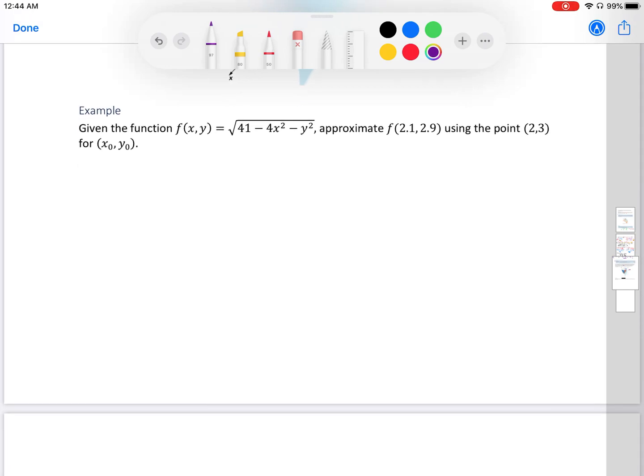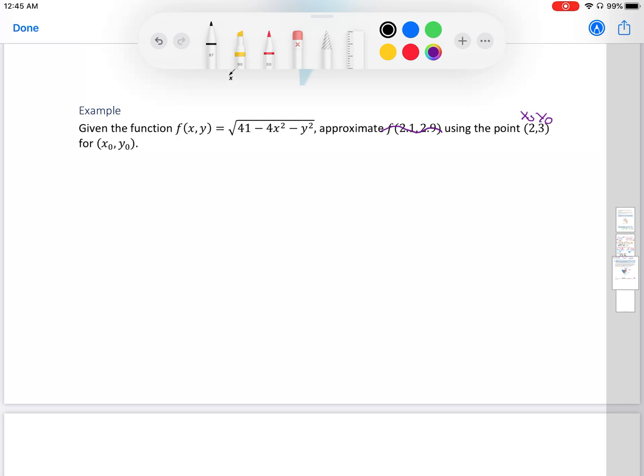So in this example, given the function f of x comma y equals the square root of 41 minus 4x squared minus y squared, approximate f of 2.1 comma 2.9 using 2 and 3 for x naught comma y naught. So it's just as before, but we're going to disregard this point and work with these points here. It's just as the steps before.